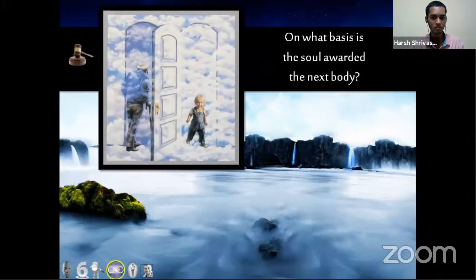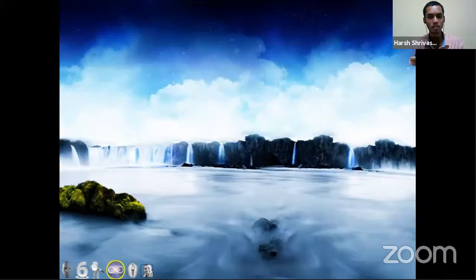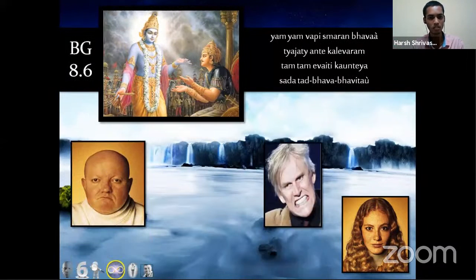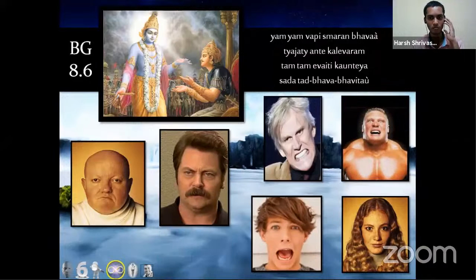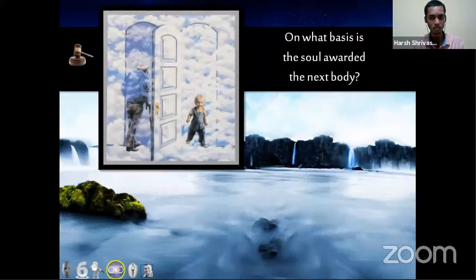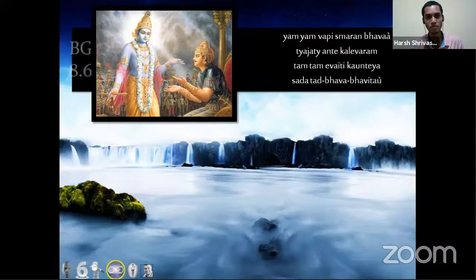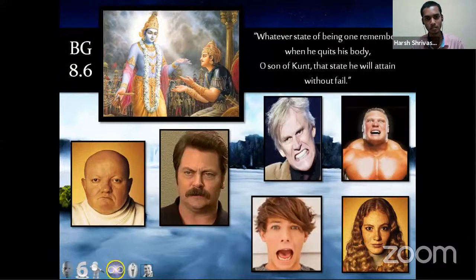Like various quotations we have taken mainly from the Bhagavad Gita scriptures. Yam yam vapi smaran bhavam tyajaty ante kalevaram. So this is the cause, what are the factors which decide our next body, on what basis we get the next body. What is the translation? Whatever state of being one remembers when he quits his body, O son of Kunti, that state he will attain.